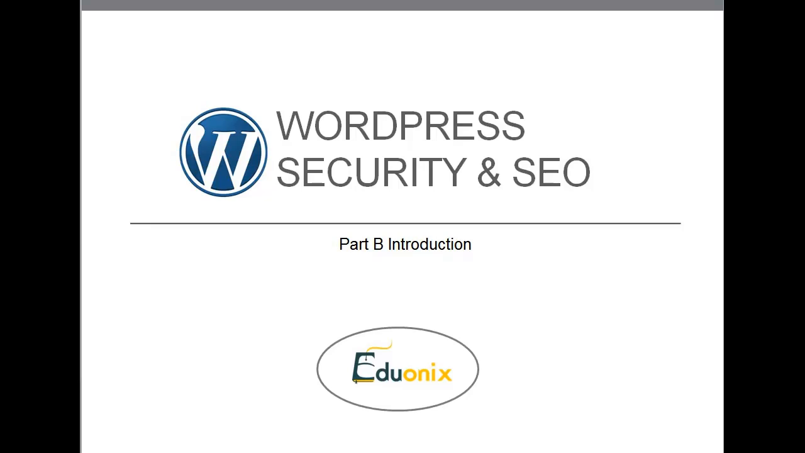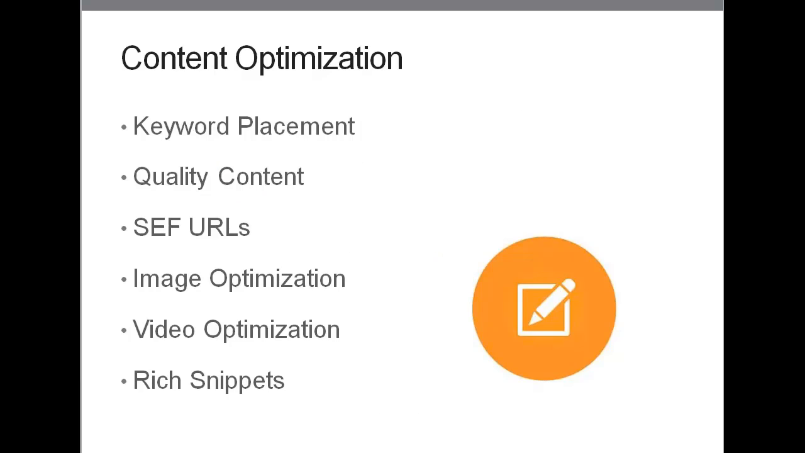Welcome to Part B of the Eduonix WordPress Security and SEO course. In this part, we'll look at many different aspects of SEO. We'll look at how we can optimize content using strategies like keyword placement. We'll look at how to write quality content with headings, SEF URLs, which are search engine friendly URLs, image and video optimization, and we'll even look at rich snippets in schema.org.